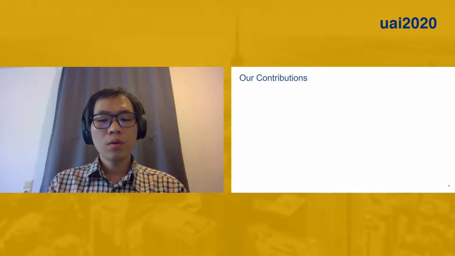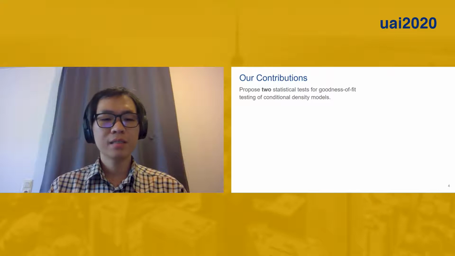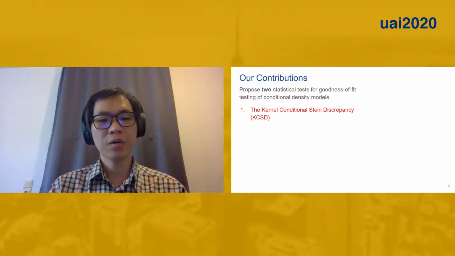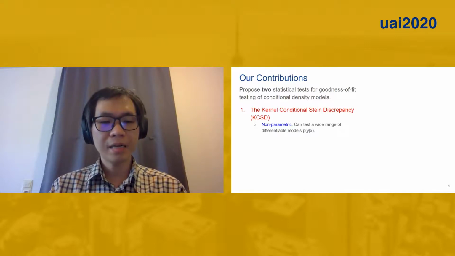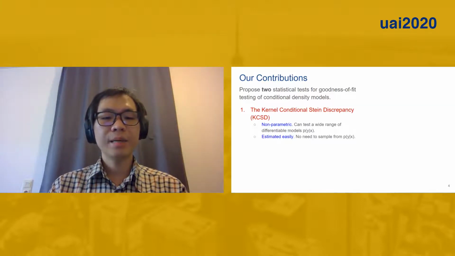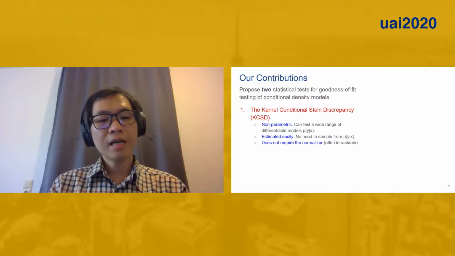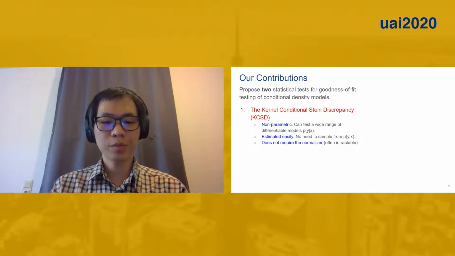Okay, so we contribute two statistical tests for this purpose. The first one is called the kernel conditional Stein discrepancy, KCSD. The statistic is nonparametric, meaning that it can test a wide range of differentiable models, p(y|x). It can be estimated easily. There's no need to even sample from the model. And third, the test doesn't need the normalizer of the model, which is usually intractable to compute.